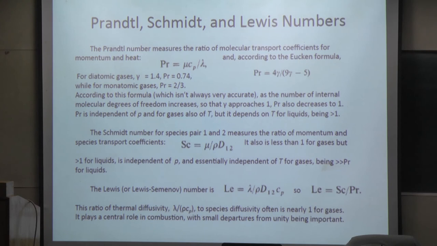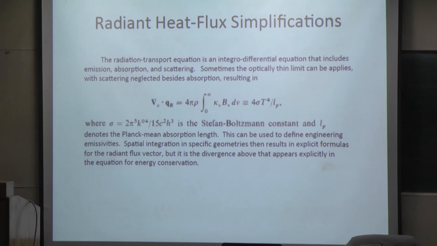For gases, the Lewis number, which is the ratio of the Schmidt number to the Prandtl number, is Lewis-Semenoff number, which you very often see in combustion papers and things, is closer to one than either the Prandtl or the Schmidt in most cases. But even for some gas mixtures, there are important differences between Lewis number and unity that lead to such things as, well, cellular flames and pulsating flames based on Lewis numbers not being equal to one. But still, Lewis number equal one can often be a helpful approximation.